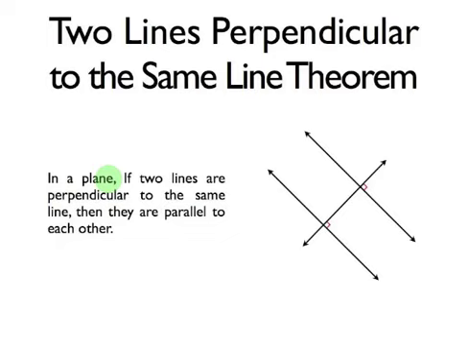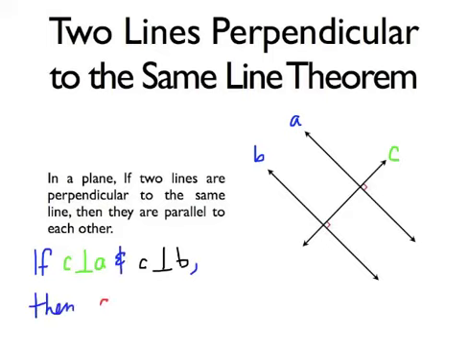Here in our figure, once again, we have lines A and B, and we also have line C here. And we know that C is perpendicular to A. Remember our perpendicular symbol there. And we also know that C is perpendicular to B. And our theorem states that if C is perpendicular to A and C is perpendicular to B, then A has to be parallel to B.